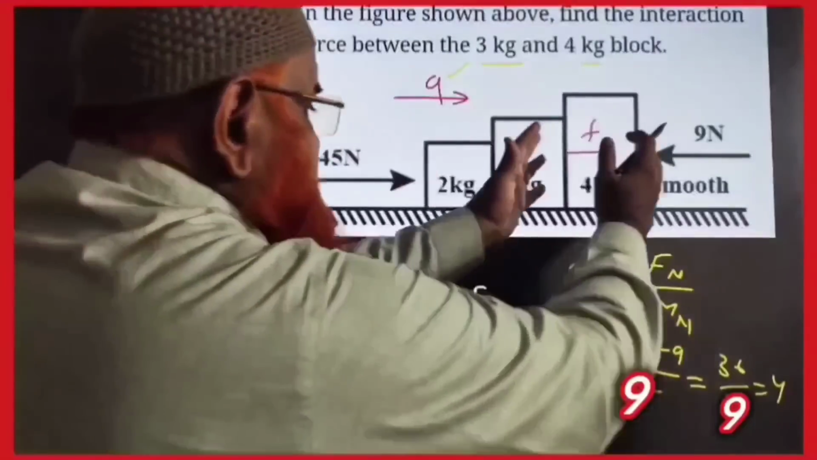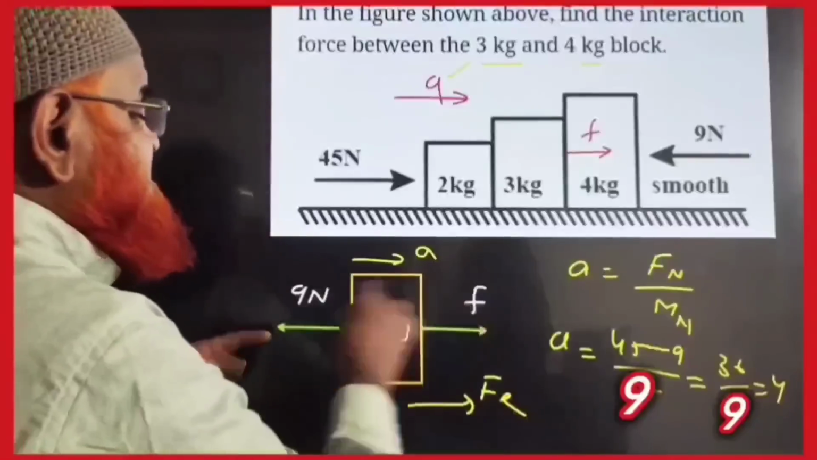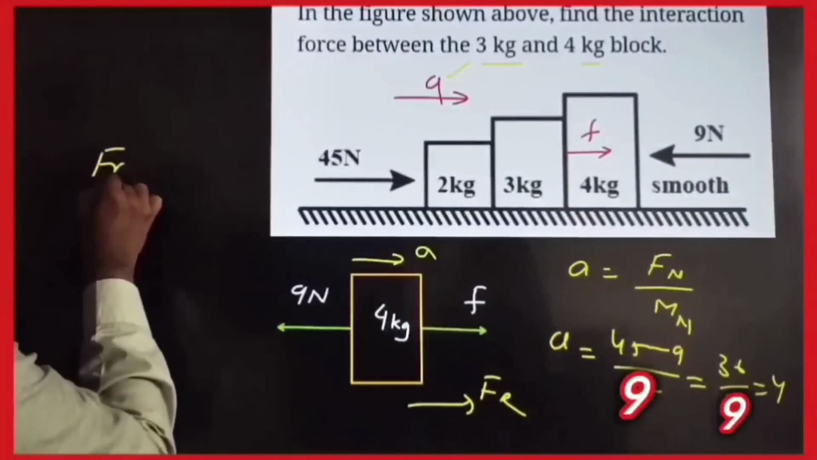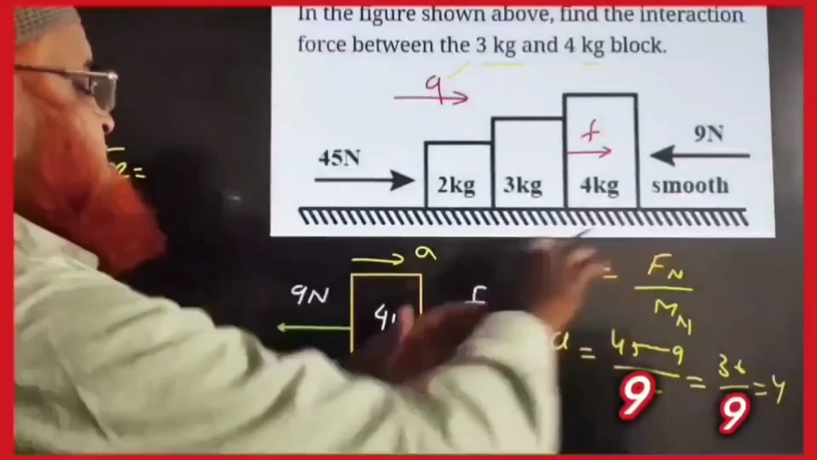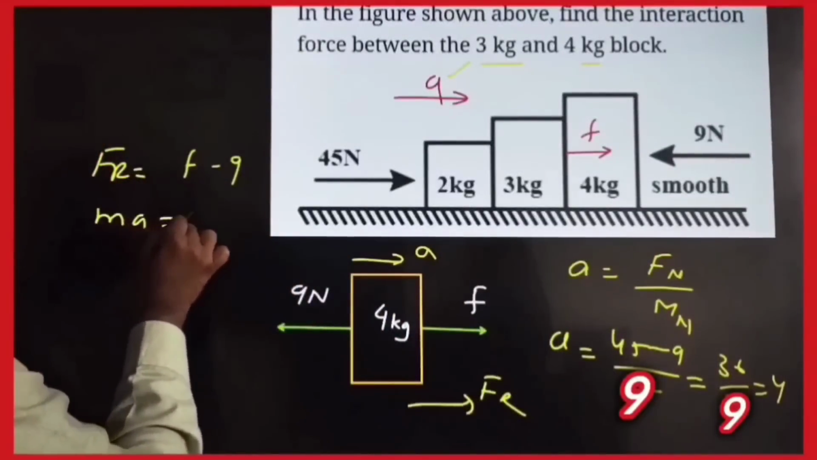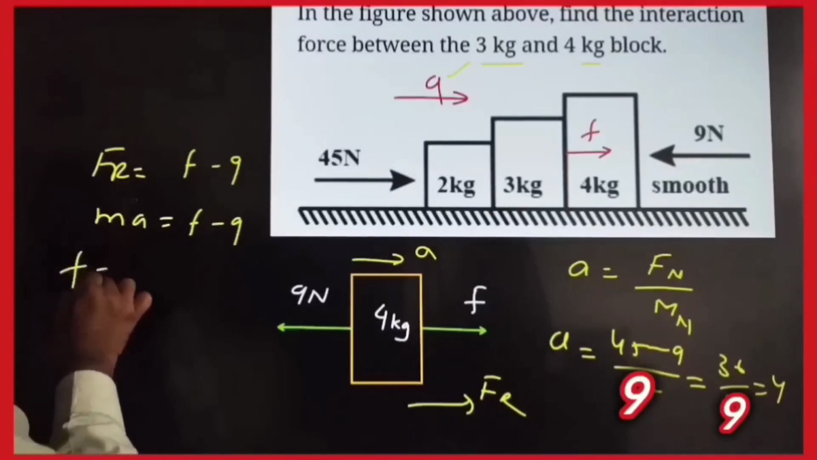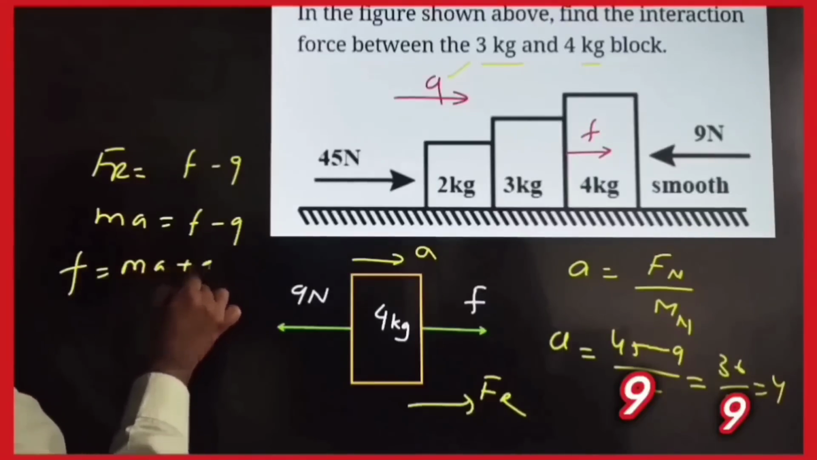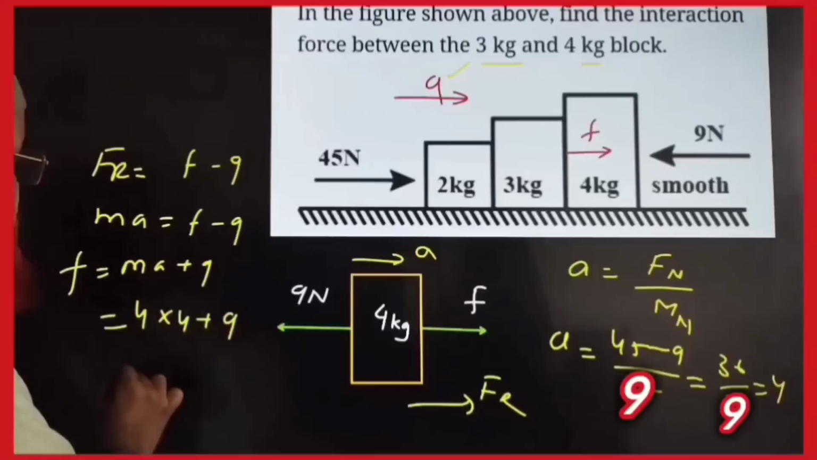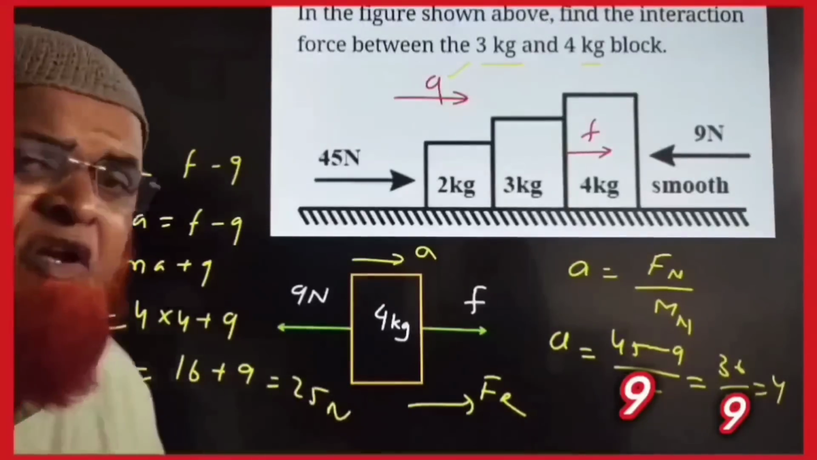Then take the 4 kg block separately and draw its free body diagram. This is the best shortcut. You can just take the difference, that is the resultant force. This is dominating, so the resultant force is F minus 9, which is equal to MA. So F is equal to M into A plus 9. M is 4 kg, A is 4, so 4 into 4 is 16, plus 9 is 25 newtons. That is your shortcut method.